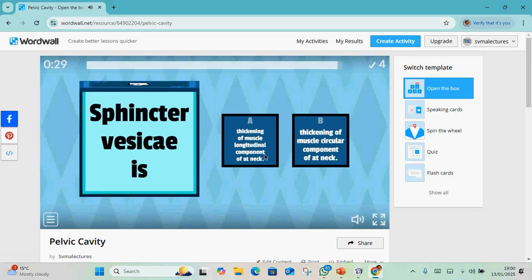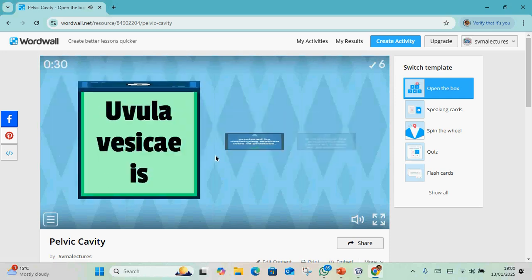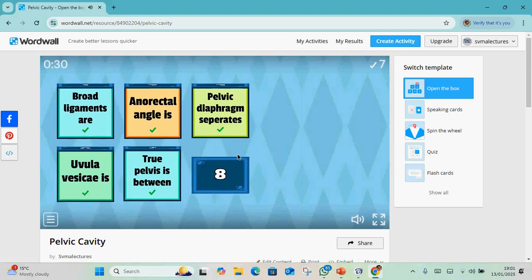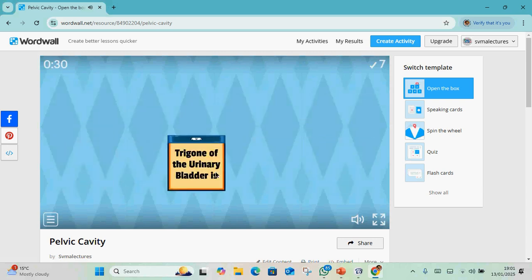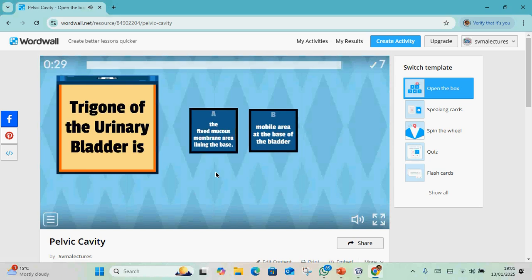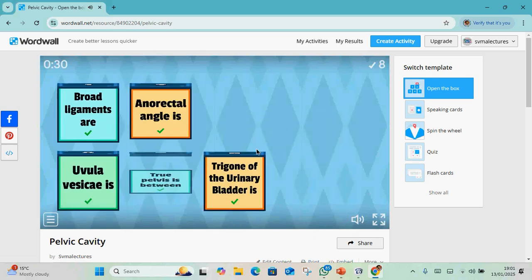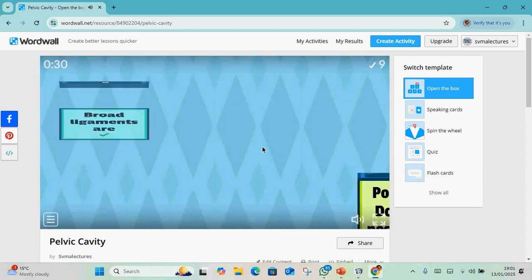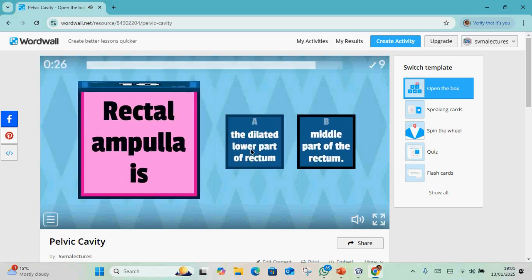The trigone of the urinary bladder is a fixed mucous membrane area lining the base, or a mobile area at the base of the bladder? It's the fixed area. We say it's always fixed because it is stuck to the muscle. The pouch of Douglas position is recto-uterine or vesico-uterine. It's recto-uterine. And the last question is rectal ampulla. You have already answered, the dilated lower part.